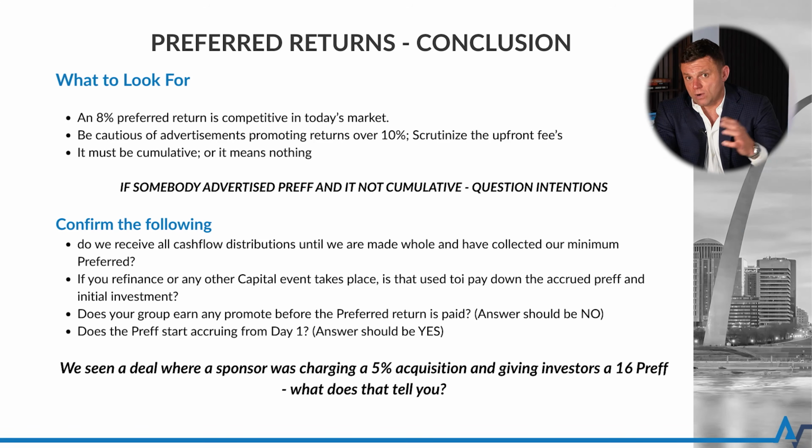Couple of points. You want to say, do I receive all cash flow distributions until I am made whole, and I've collected my minimum pref? So you want to make sure the cash flows of the project go only to you until you collect your initial balance and the preferred return. You also want to ask, if there's a refinance event during the business plan, are you going to first pay down the accrued pref and whatever I've put in before distributing any cash to yourself based on the profit share? And does your group earn any promote before the preferred return is paid? The answer should be no.